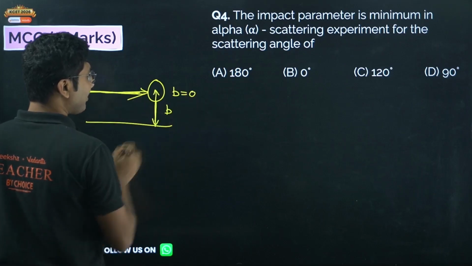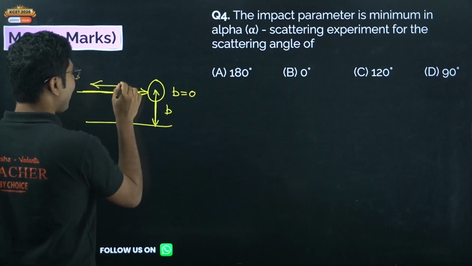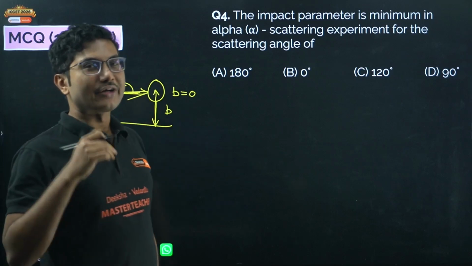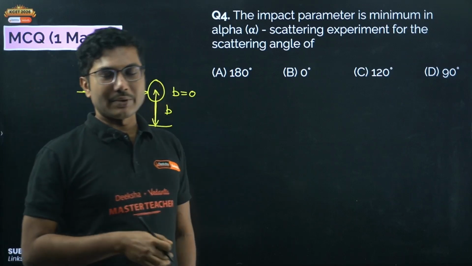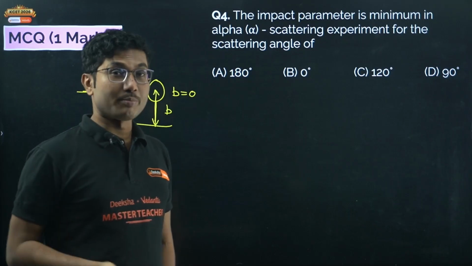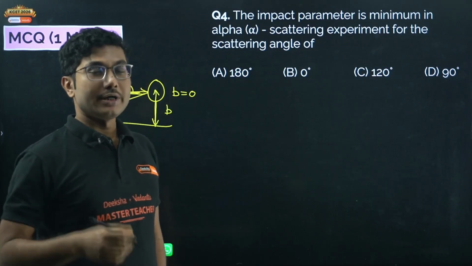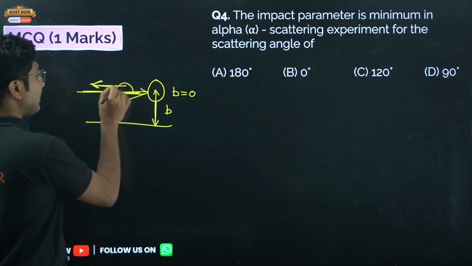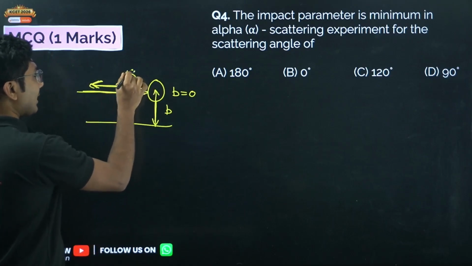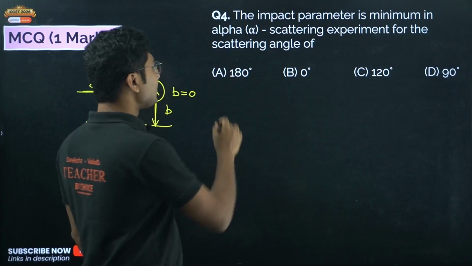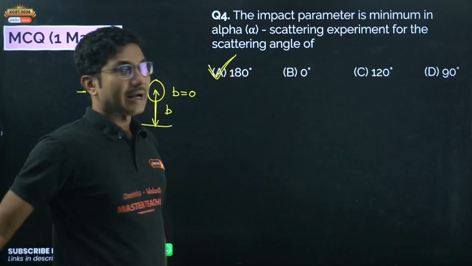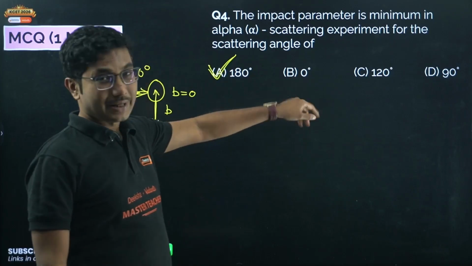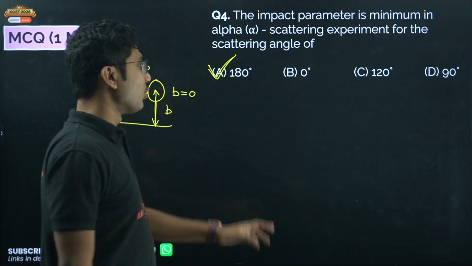Then impact parameter is 0, and it will come back straight along the path. It means it will try to hit the nucleus. It will go to the distance of closest approach, and then it will come back. So that means the deflection will be 180 degrees. When the deflection is 180 degrees, the impact parameter is minimum. Don't fall into the trap. Minimum does not mean 0 degree.